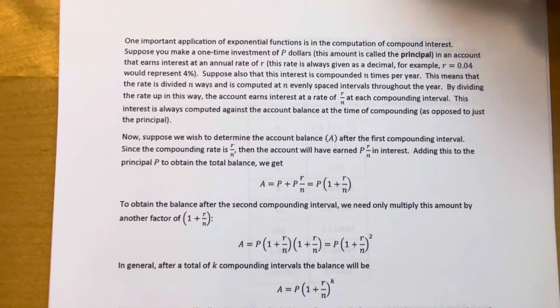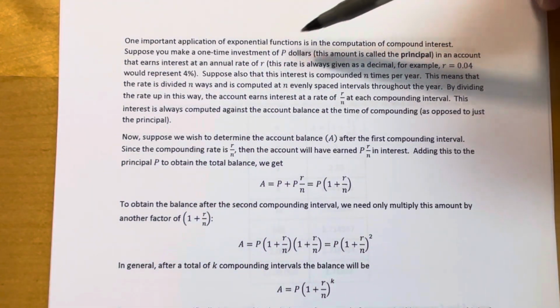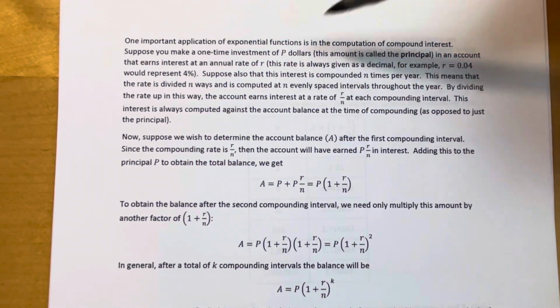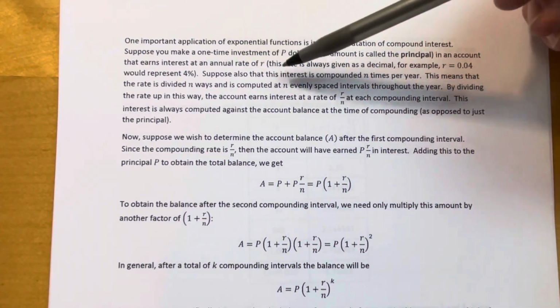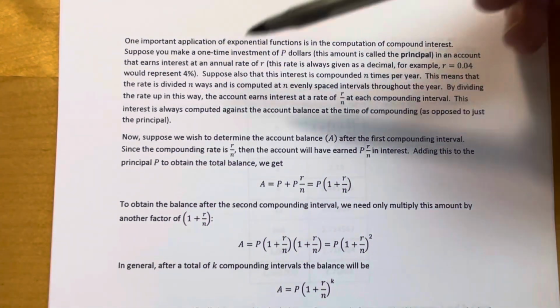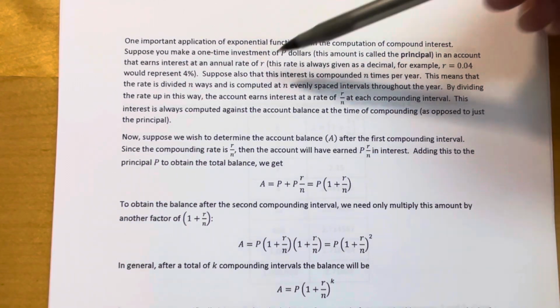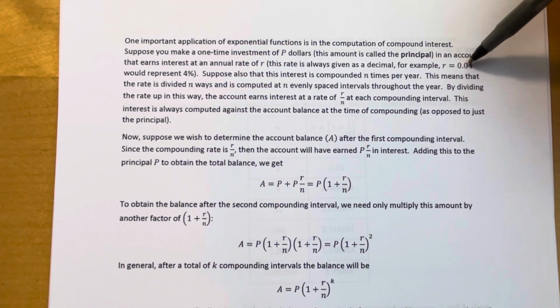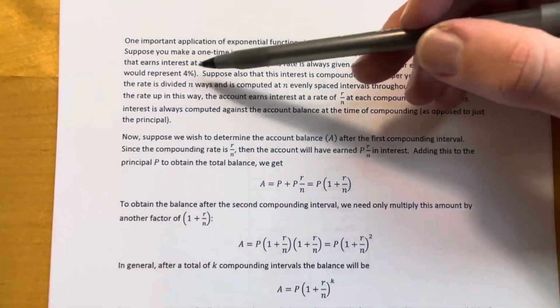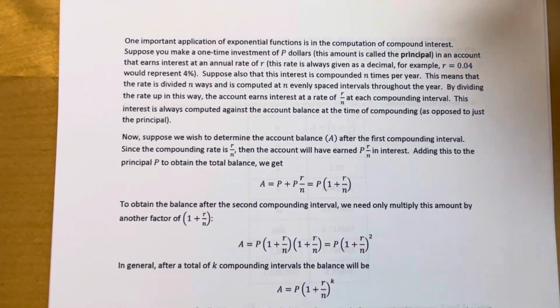So suppose that you want to make a one-time investment in some kind of account that accrues interest. That one-time investment we're going to call P, capital P, which stands for principal. That's what that initial deposit or investment is called. Let's suppose also that the account earns interest at an annual rate. It's important that we make sense of the word annual here. Annual rate R, where this R is going to be given as a decimal. So in parentheses here, I give an example. If R is equal to 0.04, that corresponds to a 4% interest rate.